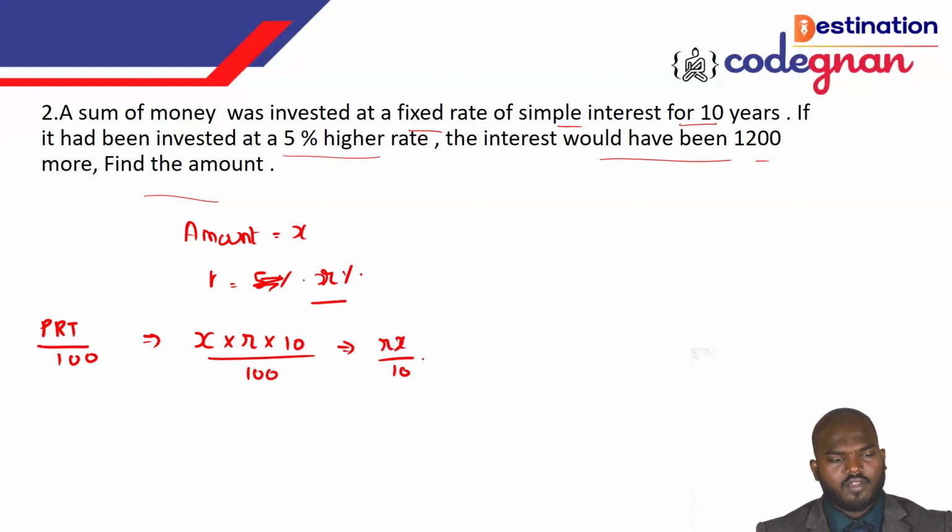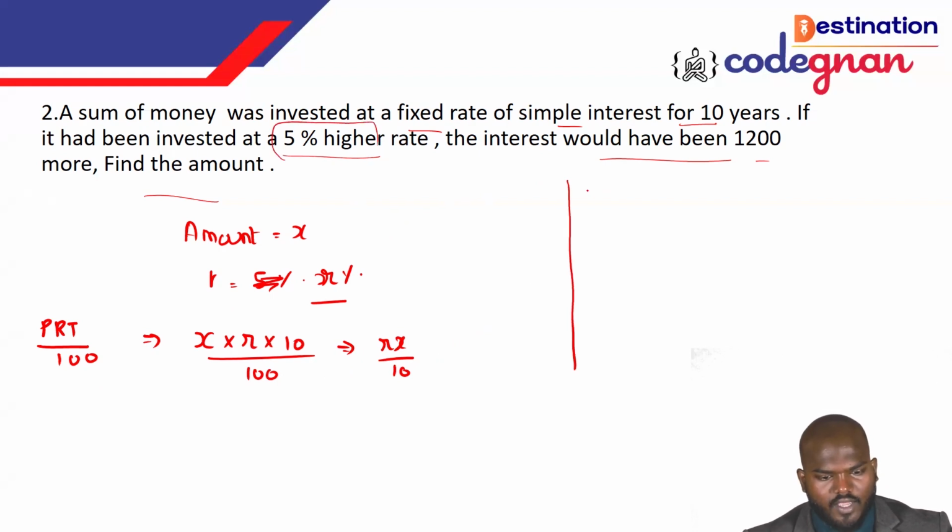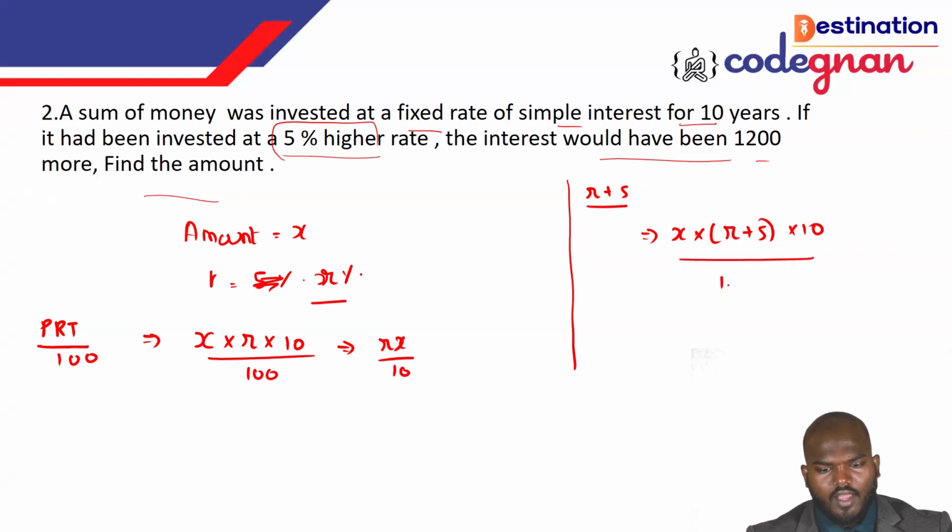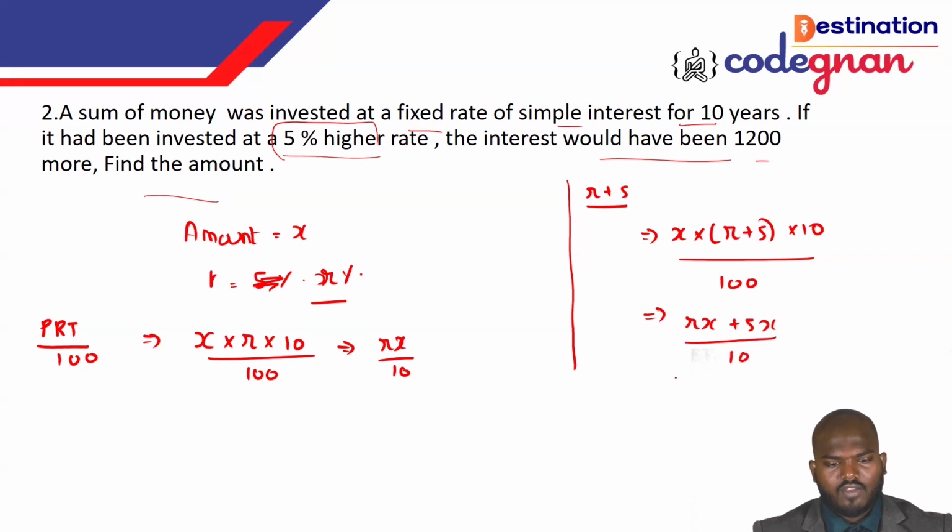Okay, I'm keeping that here. And the second thing, they are saying that the interest has been increased by 5%, which means you can call it r plus 5. Okay, r plus 5% increase means what formula will it give? Same SI formula, PRT by 100. So P is equal to x, R is equal to r plus 5, times 10 years by 100, which will give you the value Rx plus 5x, times 10.